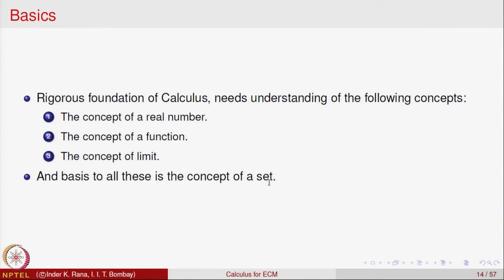We will not go into detail about sets and set theory, only the minimal thing required for our calculus course. Then we will go over to the concept of real number and describe properties of real number, whatever we require. Then we will go over to the concept of functions and then limits, and then to other concepts in calculus. So, this is the route we are going to follow for our course. So, let us begin with the concept of set theory.